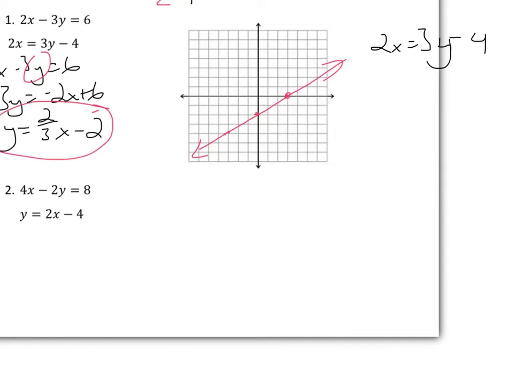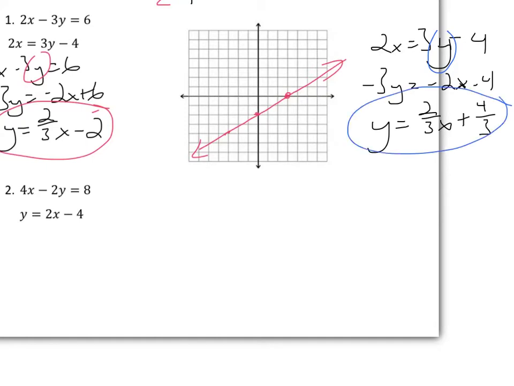Once again, we need to solve for y so we can graph it. In order to do that, we're going to subtract the 2x from the right side and move the y to the left side. So we have negative 3y equals negative 2x minus 4. And finally, you divide by negative 3 to get y by itself. So y equals 2/3 x plus 4/3. And we can graph this one in blue.